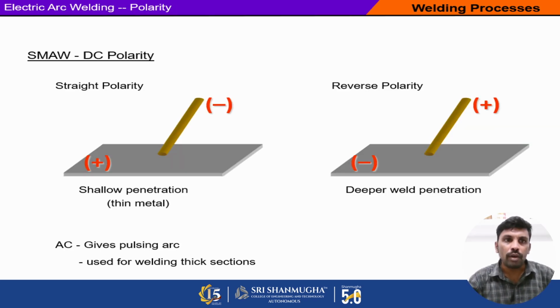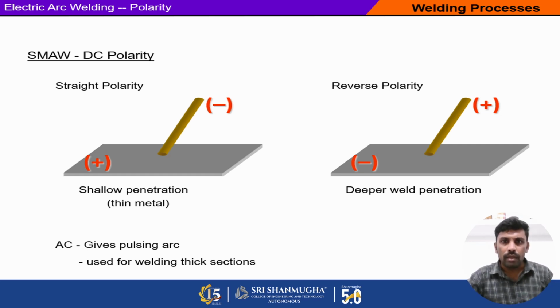We use two types of polarities: one is straight polarity and the other is reverse polarity. In straight polarity, the electrode is connected to the negative terminal and the workpiece, that is the base metal, is connected to the positive terminal. We use straight polarity for shallow penetration and also for thin metal.